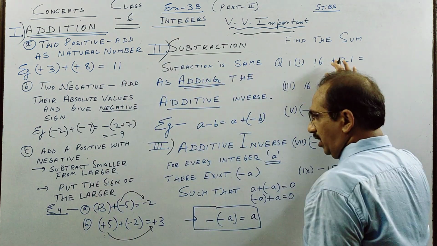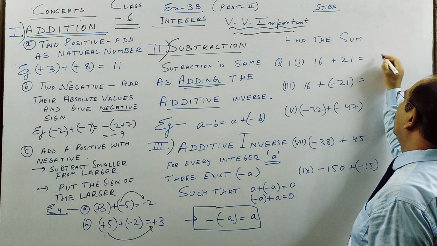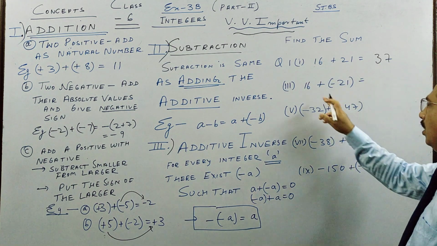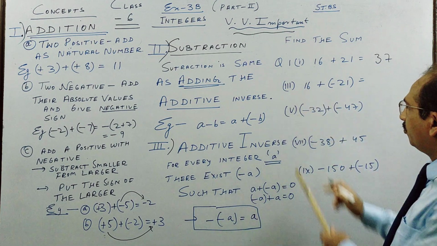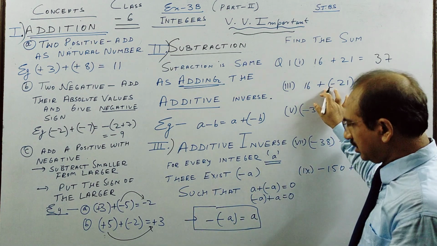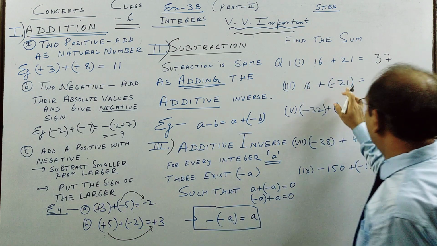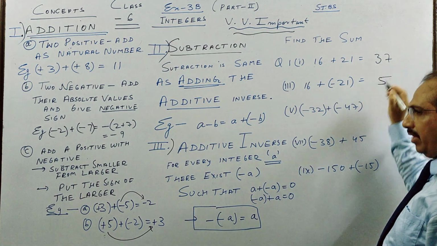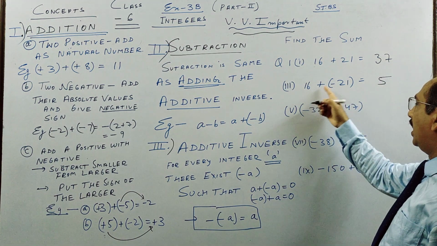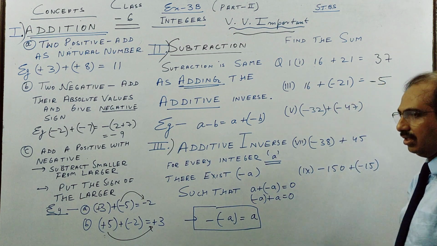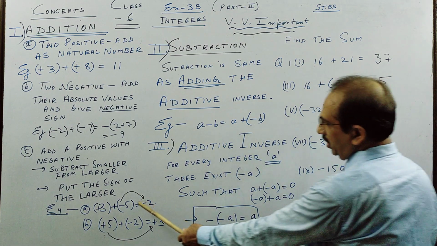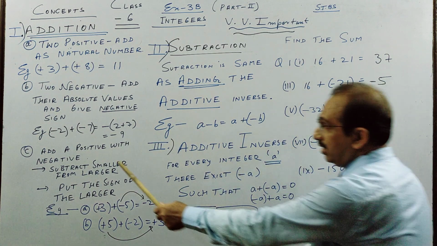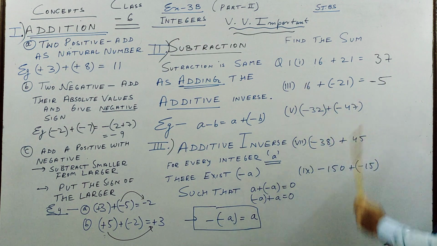Like in question 1, you simply add them, 16 and 21 you get 37. For this question, we go to the rule 1 plus, 1 minus. Which is bigger? 21. Subtract 16, you will get 5, and you put the sign of the larger. So once more, this rule: subtract the smaller from the larger, put the sign of the larger. When you add, remember you are adding one positive to one negative.